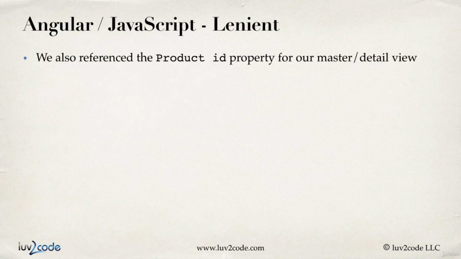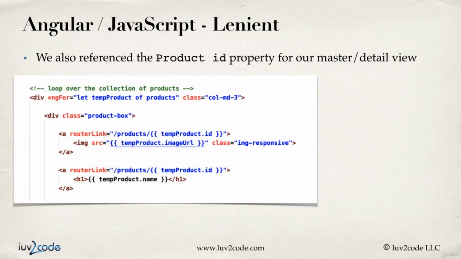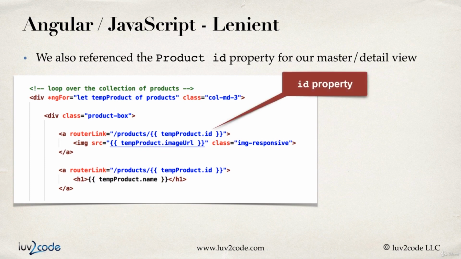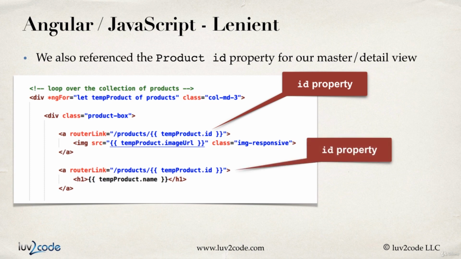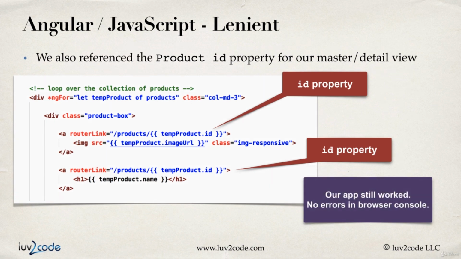And we also reference the product ID for our master detail view. So in our application, when we create links to go to the details page, we'd say tempProduct.id. So we would access the ID property. But again, we just saw the source code in the product class where that field doesn't exist. However, our app still worked and there were no errors in the browser console.